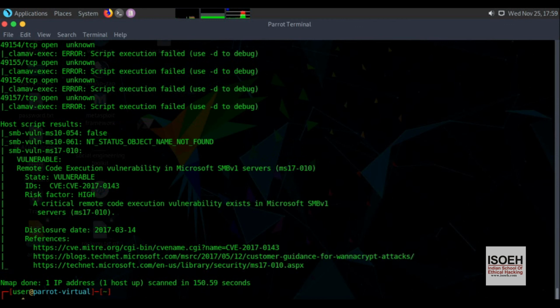Now we have the scan results. So one of the scripts which was run by Nmap, that is smb-vuln-ms17-010, was able to discover a vulnerability present inside the target system, which is the MS17-010 vulnerability, and it is vulnerable to the EternalBlue attack. So this is how you can run Nmap to find vulnerabilities inside the target system.